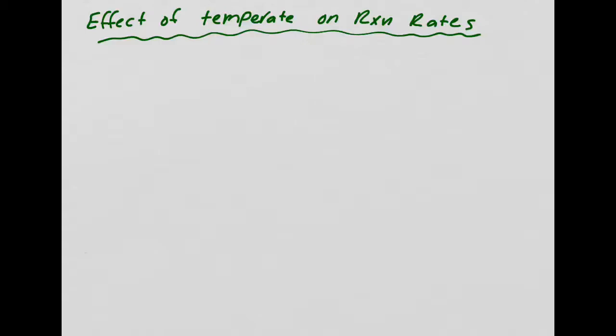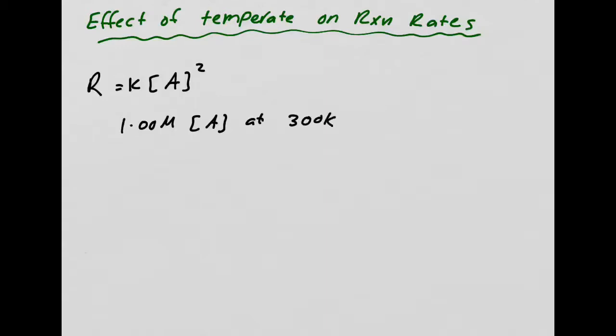But that's actually kinetics when you're doing that. You just don't think about it. So let's talk about this kinetics. R is equal to K times A concentration to the power of 2. Let me give you a second order reaction. I have 1.00 molar of concentration A at 300 K. And then I have 1.00 molar concentration A at 350 K.